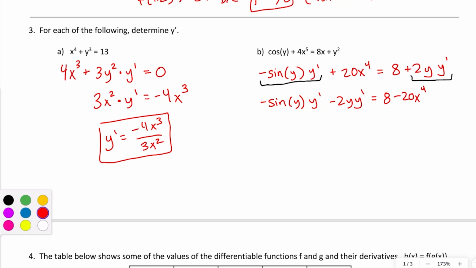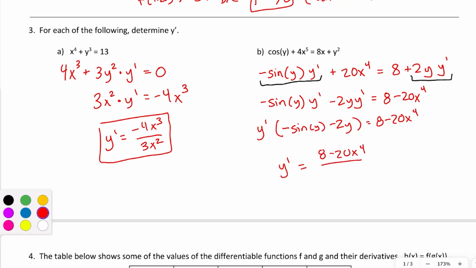Now I'm going to isolate y prime by factoring out y prime, like it's a GCF, or greatest common factor. And then finally, I'm going to divide everything by what's inside the parentheses here. So I get 8 minus 20x to the fourth over negative sine y minus 2y. Let me space that out a little bit, make it easier to read. Negative sine y minus 2y. And there you go.